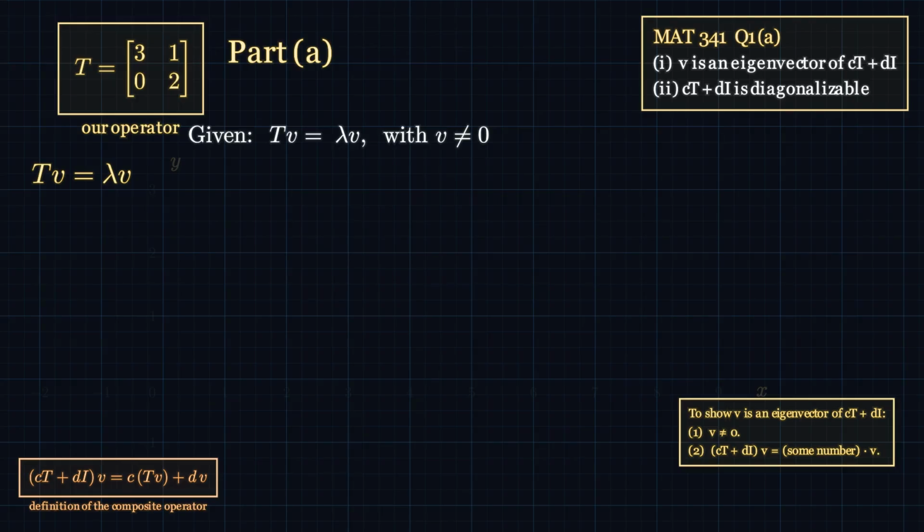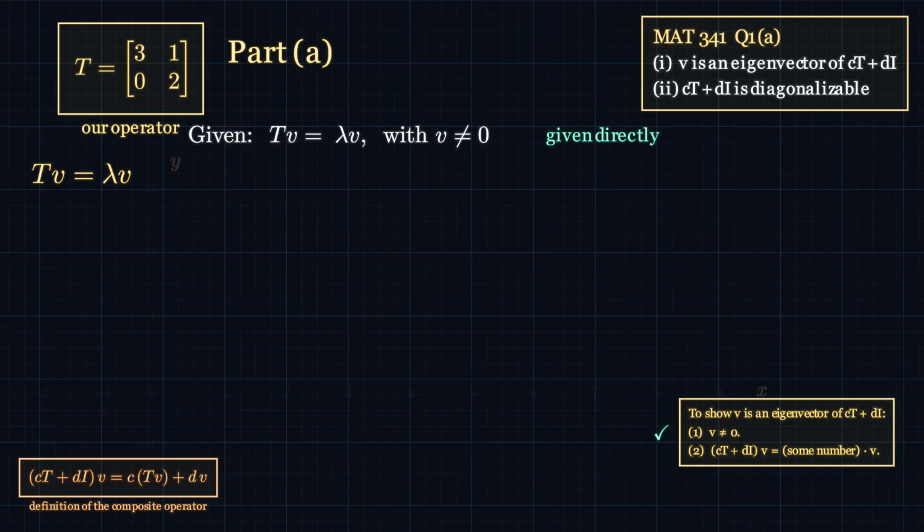Line 1. Write the given facts. T applied to V equals lambda times V, and V is not the zero arrow. This line is your inventory. It is everything the question handed you stated in symbols, and a proof may only spend what is in its inventory. Nothing else is known, nothing else will be needed.